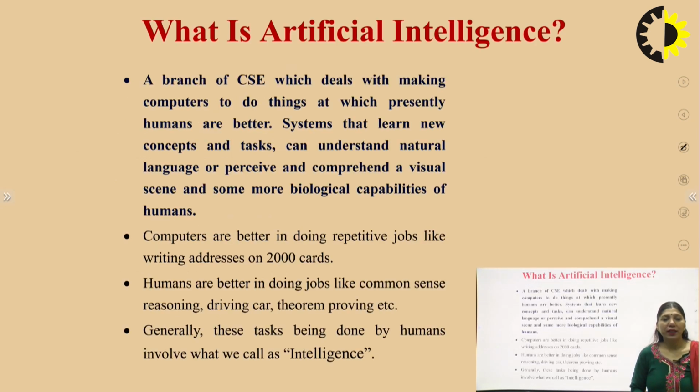More definition about AI: a branch of computer science which deals with making computers do things at which presently humans are better. Systems that learn new concepts and tasks, can understand natural language, or perceive and comprehend a visual scene, and some more biological capabilities of humans.